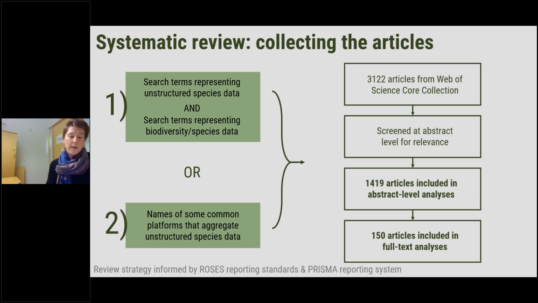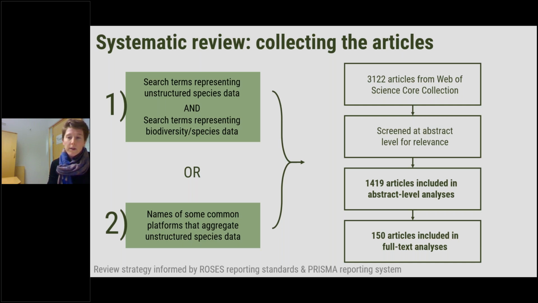Just really briefly, our search strategy boiled down to two main approaches, both of which were conducted through Web of Science. So first, we searched for papers whose abstracts contained one of 25 different terms representing unstructured data, and one of 18 different terms representing biodiversity data. And then we also conducted a parallel search for papers whose abstracts contain the name of some common platforms that aggregate this type of data.